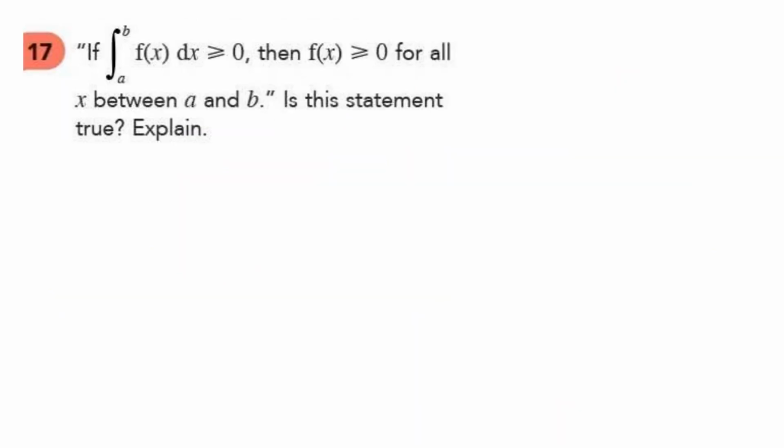Right, we're going to look at the last question. The last question says that if you're given the function f of x, and if the definite integral between a and b is more than or equal to 0, are we saying that the function itself is also more than or equal to 0 for all x between the limits? Is this statement true? For such questions, we're going to use a counter example. If you can have a counter example, then we can prove that this statement is false. So what kind of counter example are we going to give?